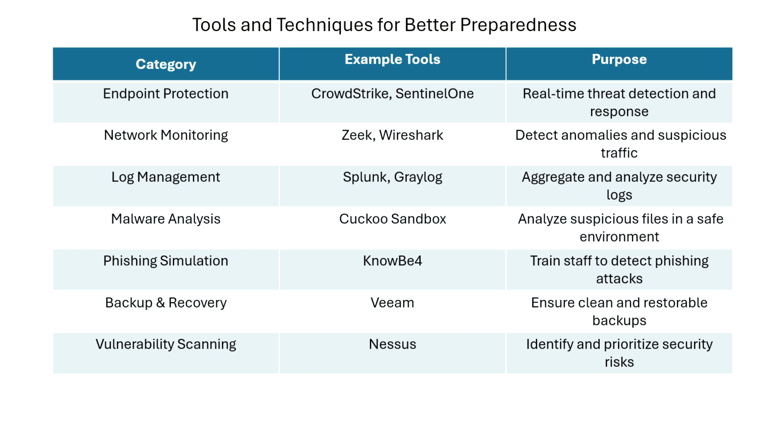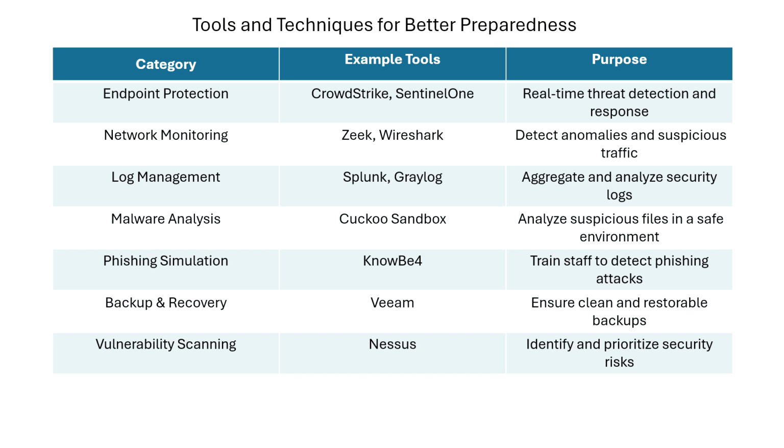And these are some tools and techniques for better preparedness, with categories, examples of tools, and their purpose. For endpoint protection, CrowdStrike is essential. The purpose is real-time threat detection, to detect anomalous and suspicious traffic. We use Zeek and Wireshark in the network monitoring category. In the category of log management, we use Graylog, and we can also use Splunk, to aggregate and analyze security logs.